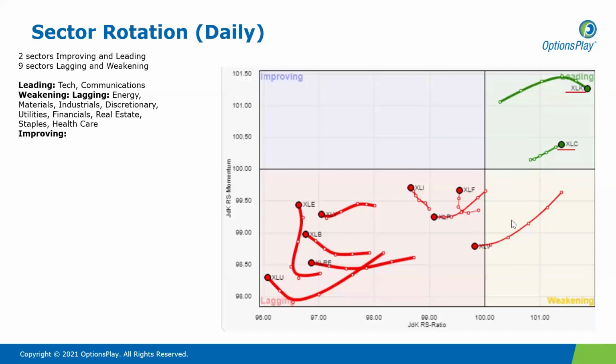All the other sectors in the improving category, in the lagging category, especially our defensive sectors like utilities, healthcare now, and staples, all showing a decline in terms of relative strength against the broader market. And we have the energy sector, after the breakout in oil, starting to move towards that improving category.